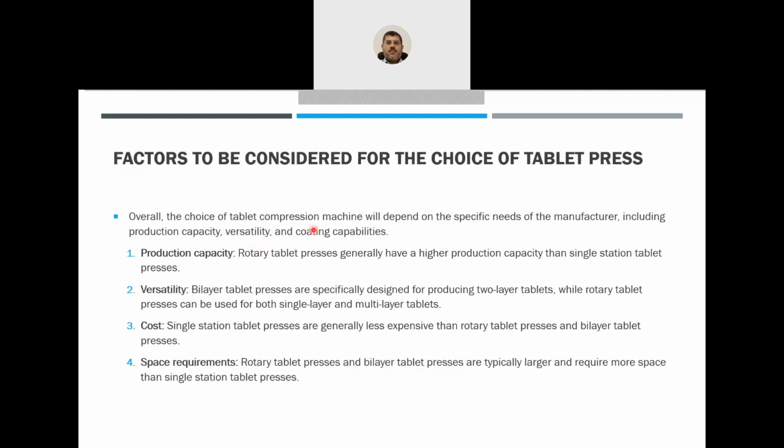Coating may not be possible to do in the same machine. So production capacity, they generally have high. If you want high production capacity, then you go for rotary press, not mini press, for example, and definitely not single punch tablet machine. But if you want to buy a machine for R&D, for example, or for teaching purpose for a school, maybe single punch tablet machine may be enough. Okay.